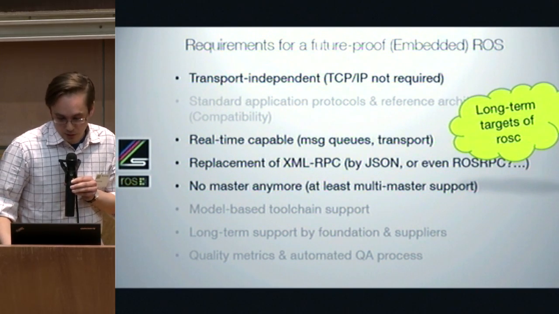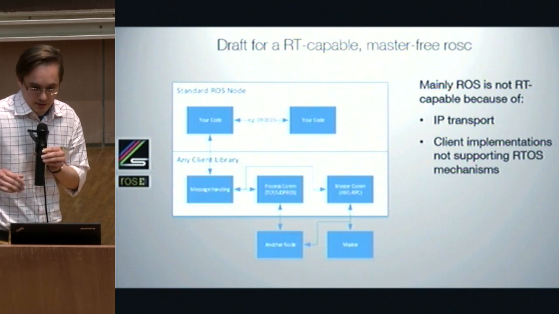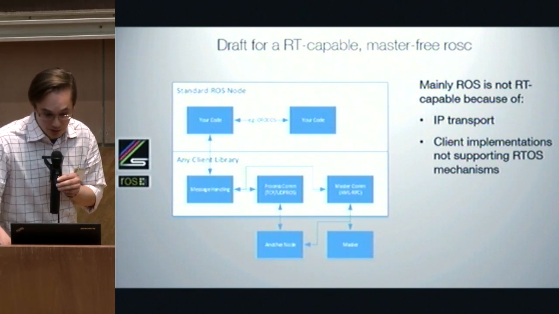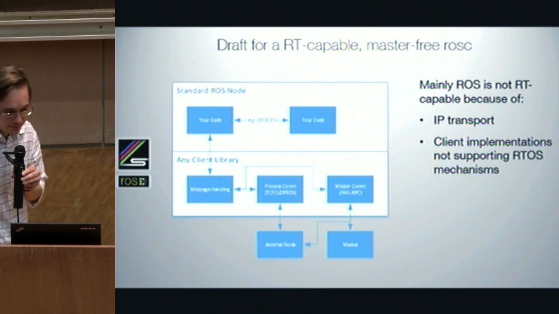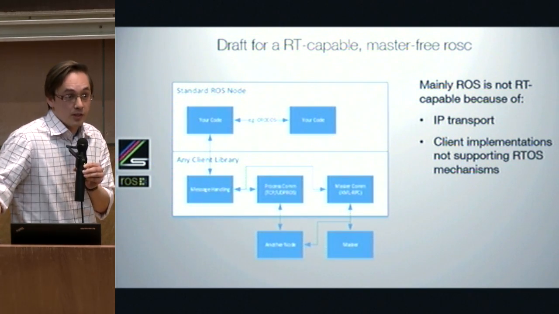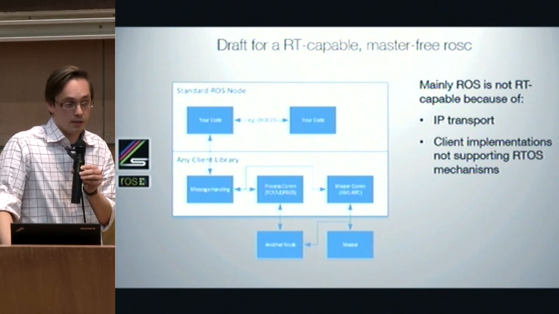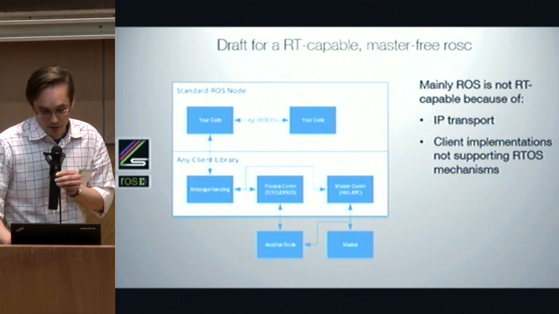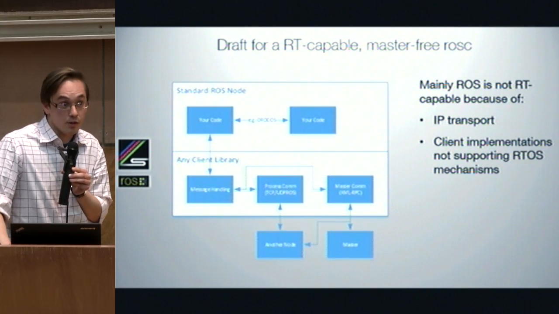And yeah, so I'd like to, in addition to that, show you a little bit what we currently think could lead to a real-time capable ROS. If we look at today's ROS, there are two main issues with making it real-time capable. One is that IP transport is not really real-time naturally, and the client implementations which are there currently do not support RTOS mechanisms in a good fashion, like, for example, the scheduling and prioritization of processes.